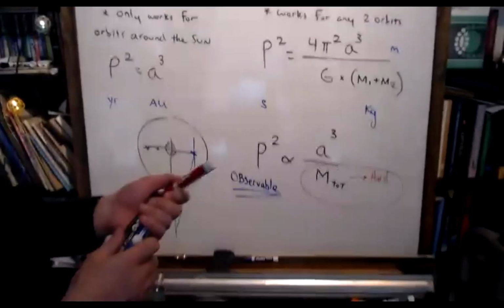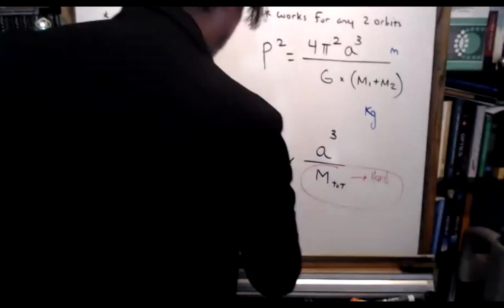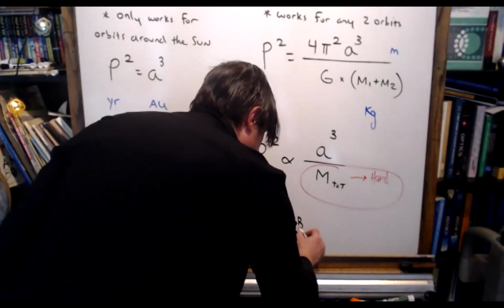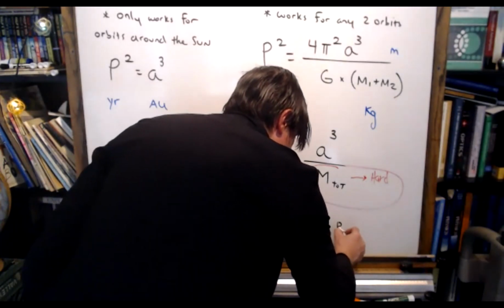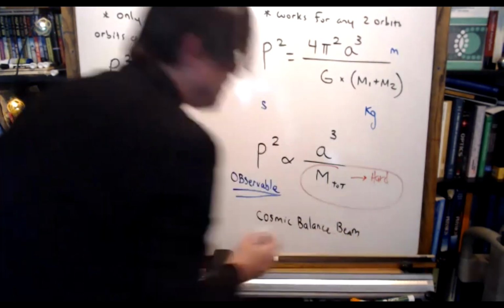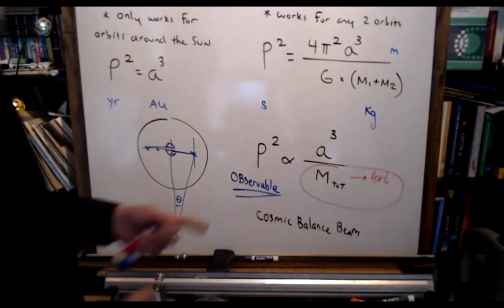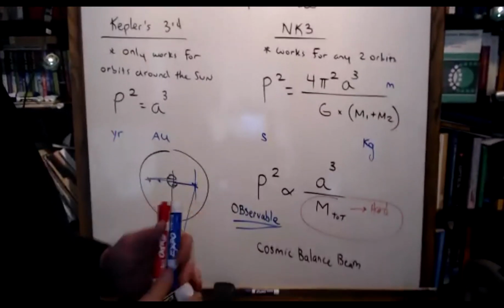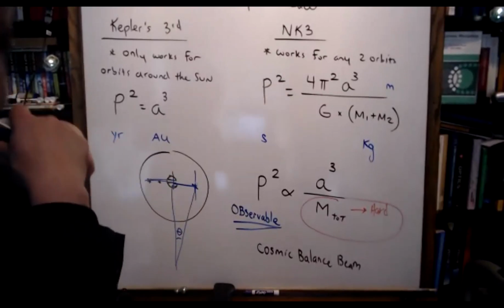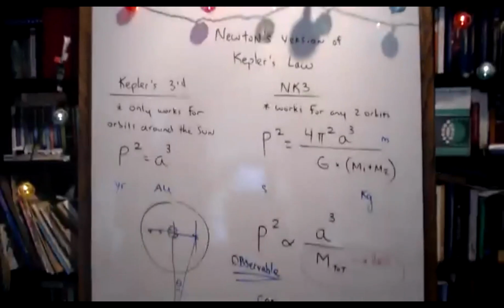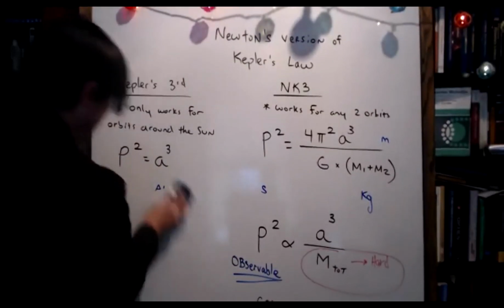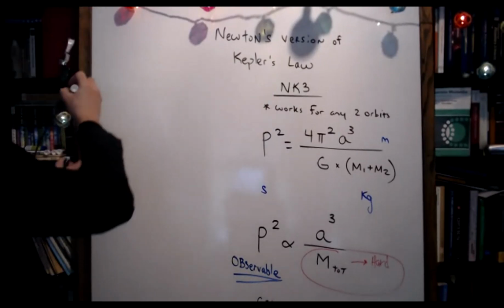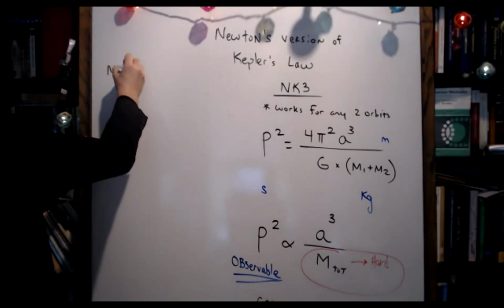And for this reason, your book nicknames this formula. It's got a little nickname for it. It calls it the cosmic balance beam. A balance beam is what you use to measure masses. And the real value of this formula is to be able to solve for the mass. But for that reason, we have to be able to rearrange this equation for mass. So let's go ahead and do that over here on the left. Introducing a new version of NK3. I like to call it NK3 solve for mass.